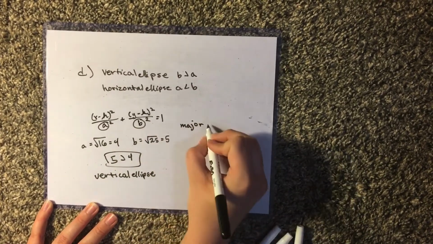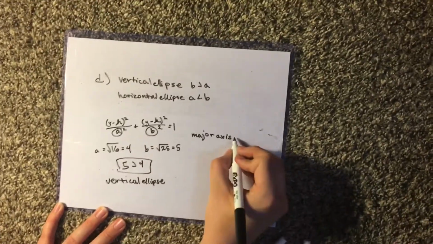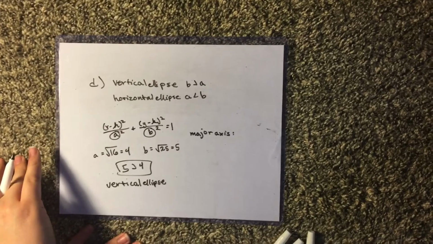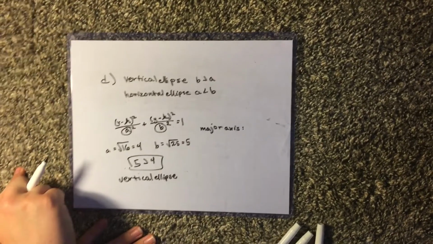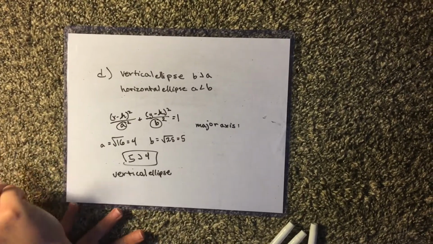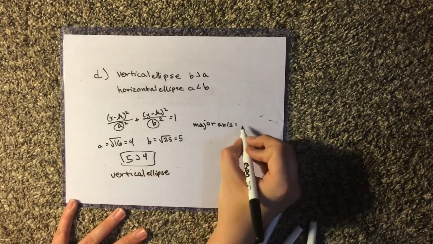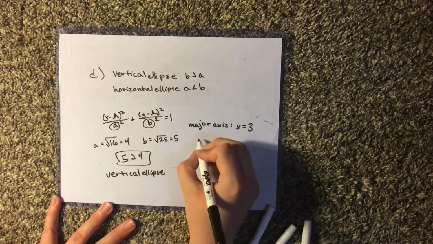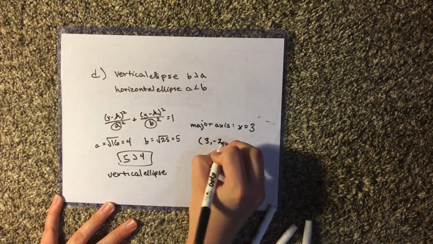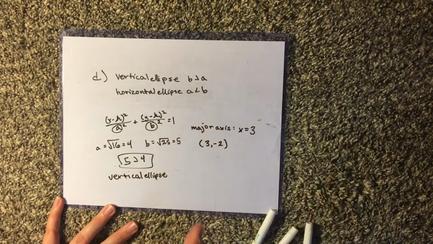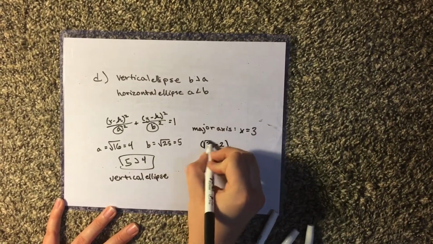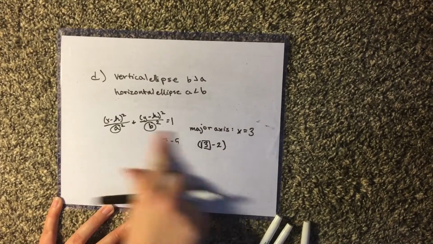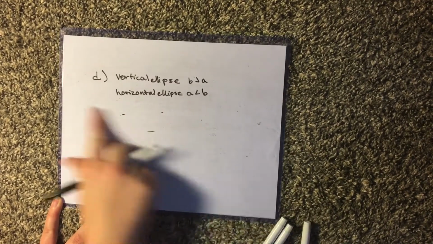And the major axis, which is going to go through both the vertices, the foci, and the center, is going to be x equals 3, because we know that the center is (3, -2), and we know that it's going to go up and down. So x equals 3. Perfect.